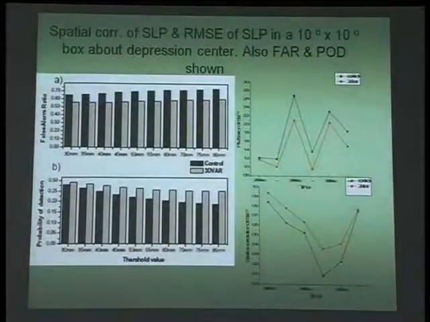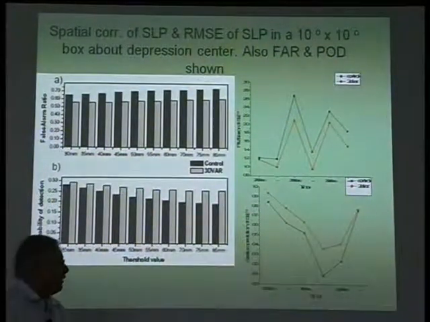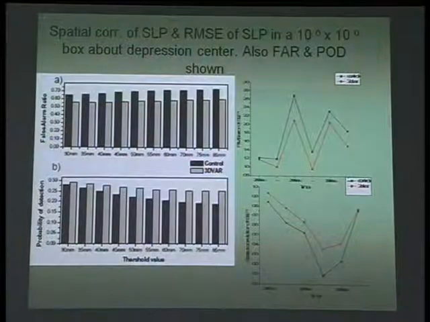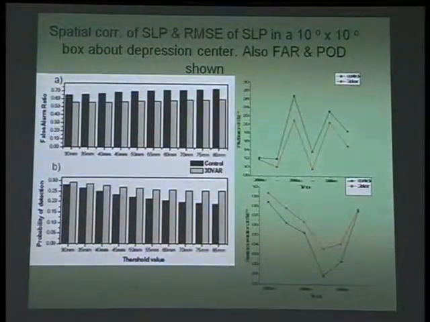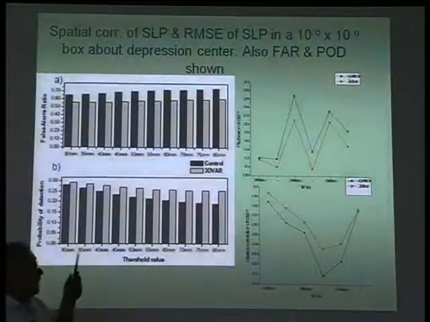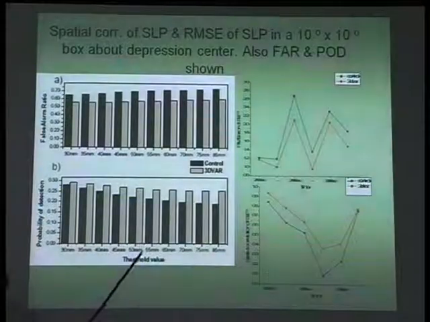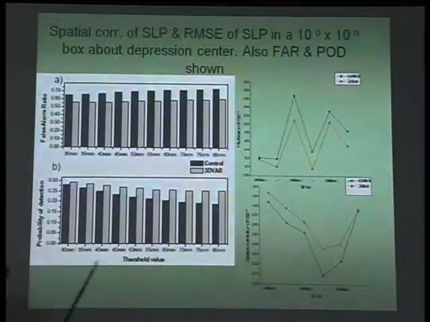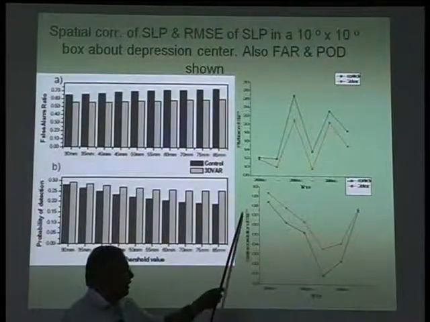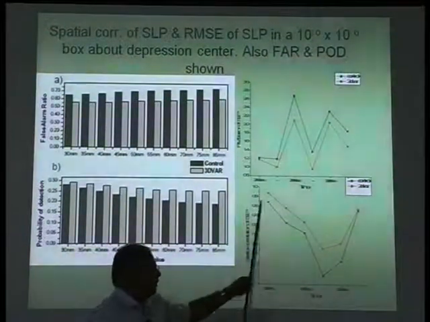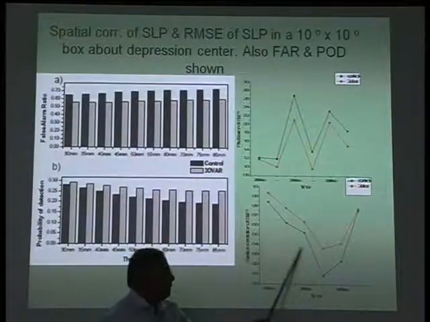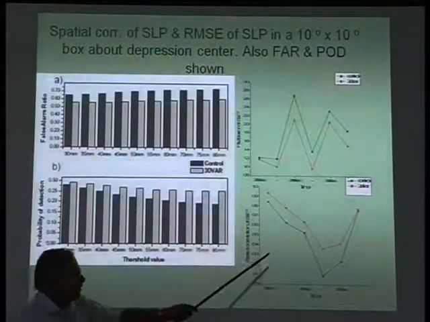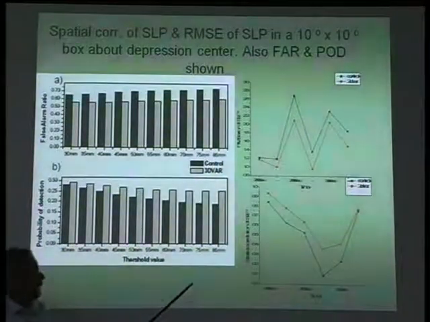Now we look at some quantitative measures to highlight the impact of this 3D-VAR assimilation. To this extent, we take a small box, a 10 degree by 10 degree block, around the depression center. Then we look at the sea level pressure field and find the spatial correlation of the sea level pressure field in both the controller and the 3D-VAR. This is plotted here: the spatial correlation of the sea level pressure pattern at different times for the 3D-VAR and for the controller. Clearly, at all times the spatial correlation of the sea level pressure pattern is always higher than the controller. That comes out very nicely.